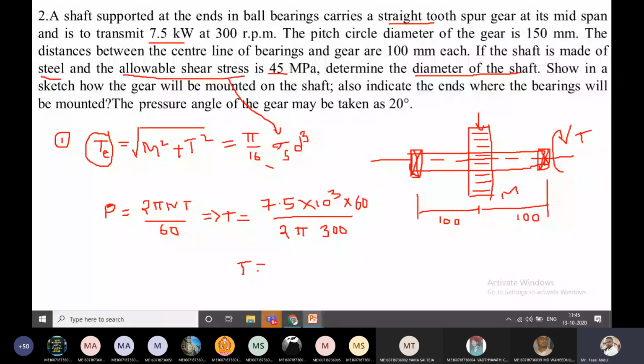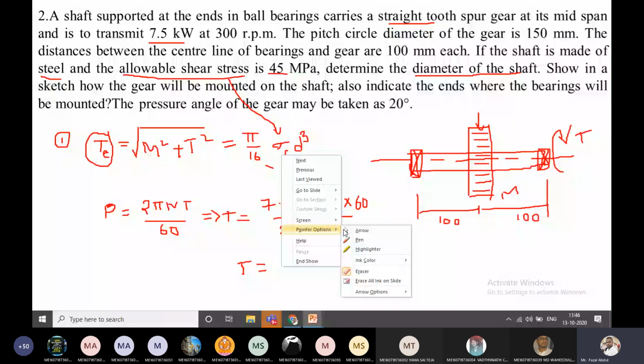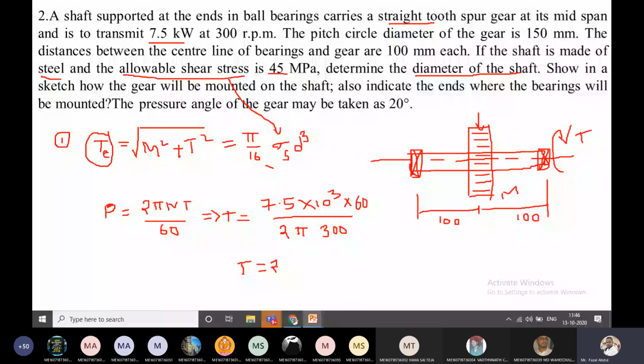Very good. The torque value we calculated is 238.7 Newton meter. Now we need the bending moment.